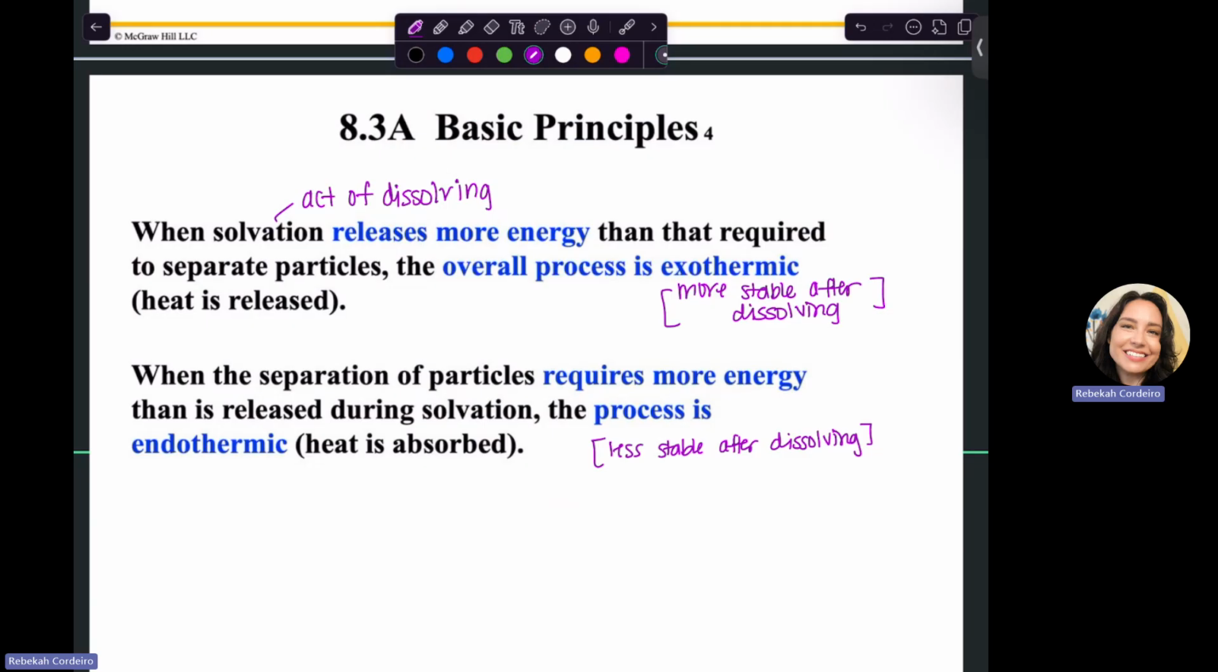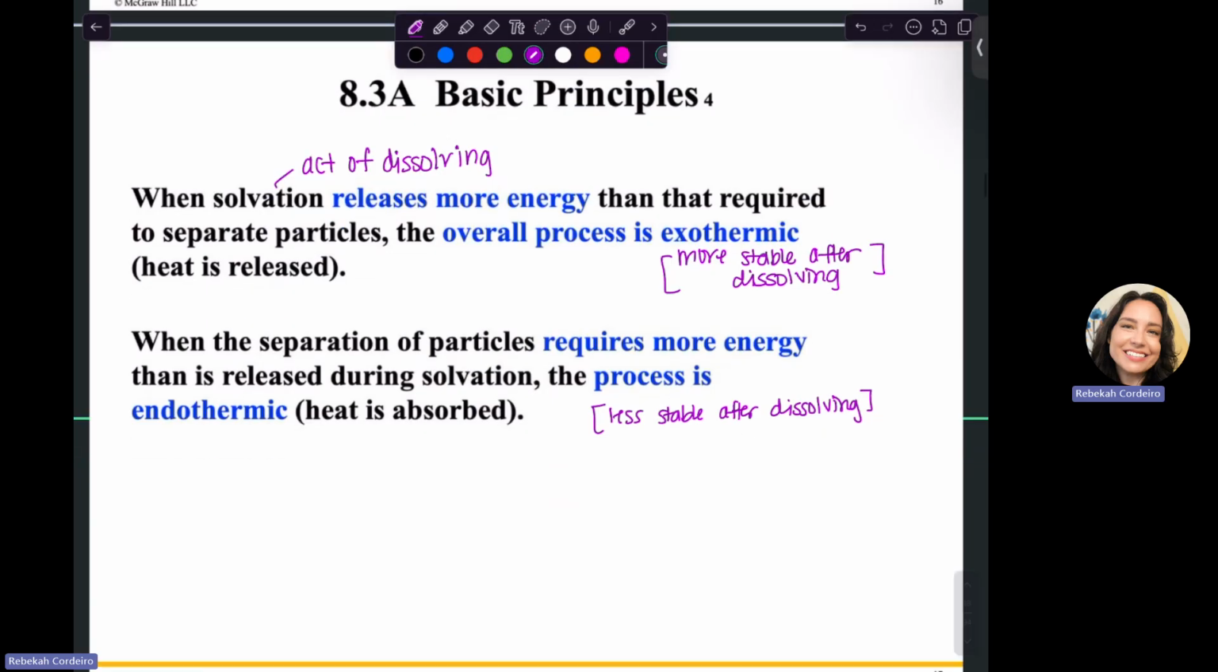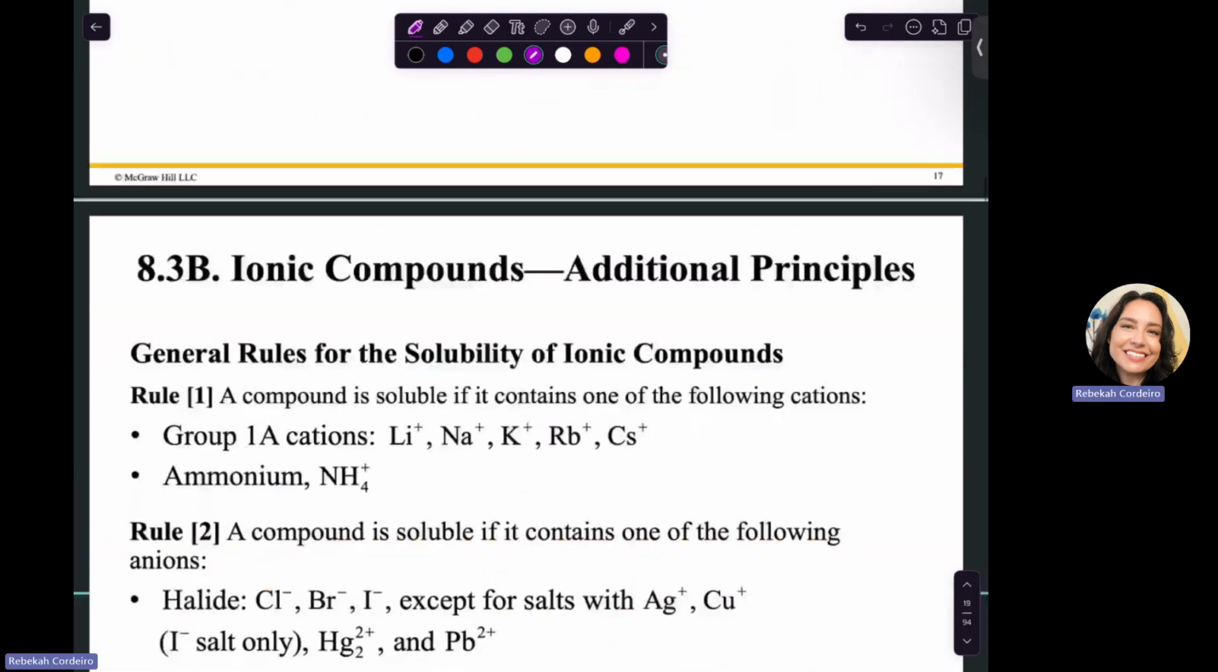Like the ocean is salty, but also very cold sometimes, right? So it's a little bit different. So don't worry too much about this. Just know it can be exothermic and can be endothermic. And then there are additional principles.